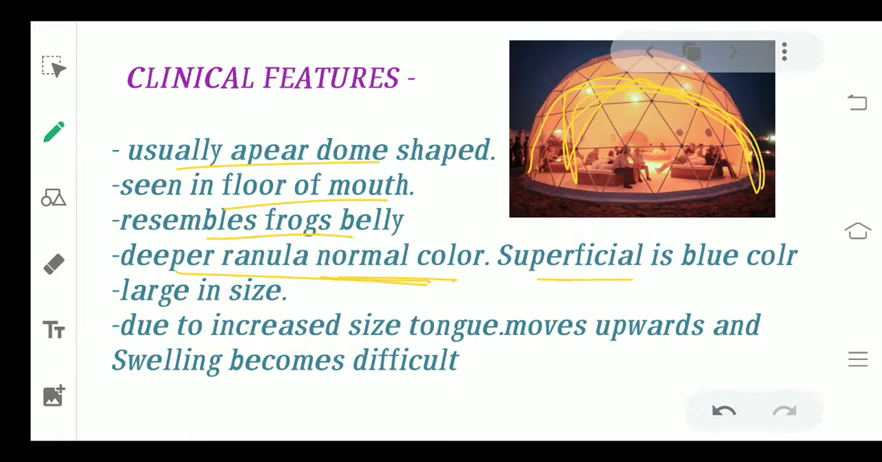Whereas in superficial ranula or in superficial cases, the color of the ranula will be blue and translucent because there is fluid, the mucus is all fluid inside it. And I already told you in the previous video that mucus is blue in color. That mucin material is blue in color, so it imparts a blue color and it's translucent. The size is very much larger in ranula than in mucocele.